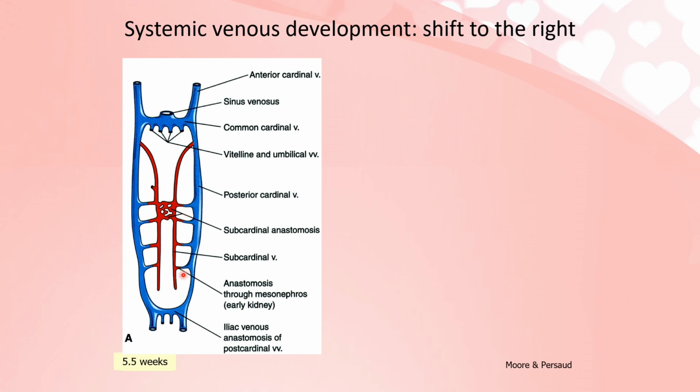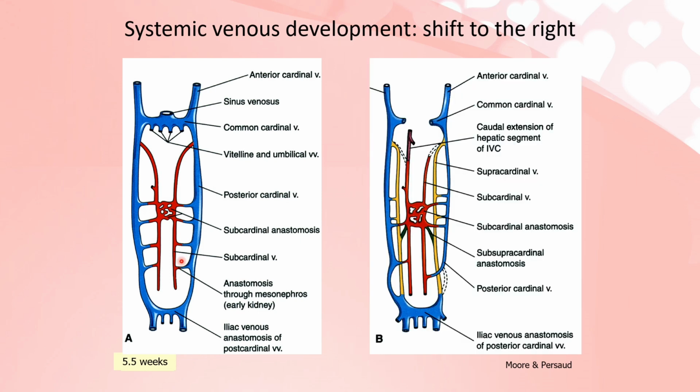A small part persists. So up till now we have studied the anterior cardinal, the posterior cardinal, the anastomosis between the posterior cardinals forming the iliac veins, and the subcardinal veins, which are joined to each other by the subcardinal anastomosis and joined to the posterior cardinal vein via the subcardinal posterior cardinal anastomosis in the region of the mesonephros. Now another set of veins appears.